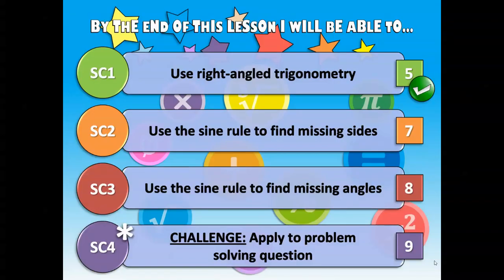So now we've completed success criteria 1. So now we're going to move on to number 2, and this is to use the sine rule to find missing sides.